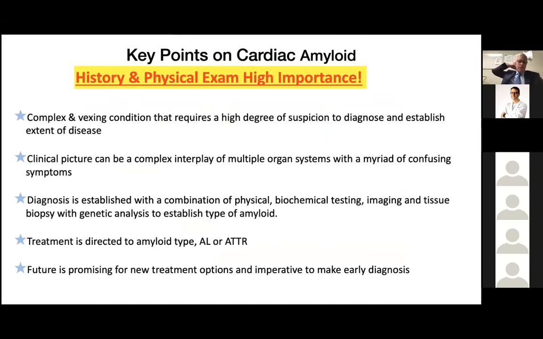So in summary, it's a complex, vexing condition that requires a high degree of suspicion. The clinical picture can be a complex interplay of multiple organ systems with confusing symptoms. You need to approach this with a physical exam, biochemical testing, imaging, tissue biopsy, genetic analysis, and treatments directed to the type of amyloid, be it AL or TTR. But the future is promising. We're going to be having many more agents coming out.